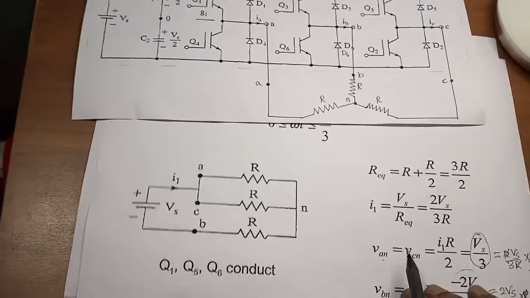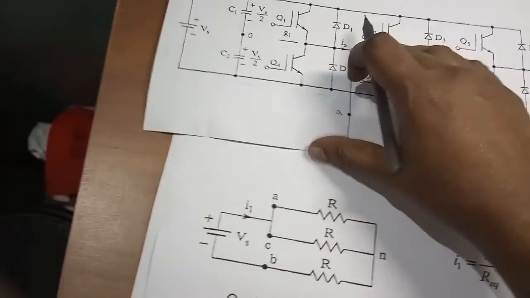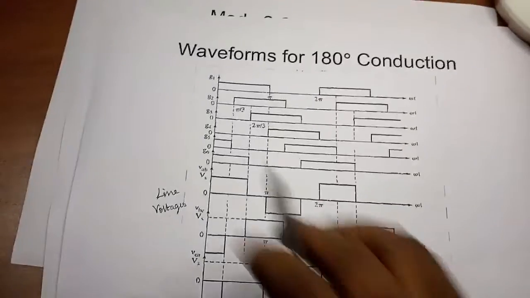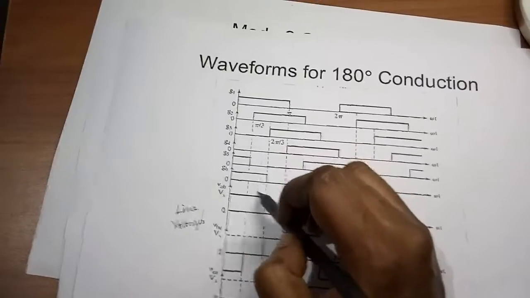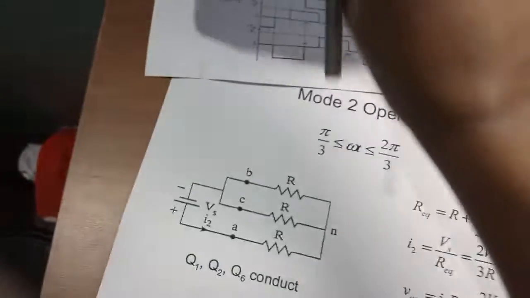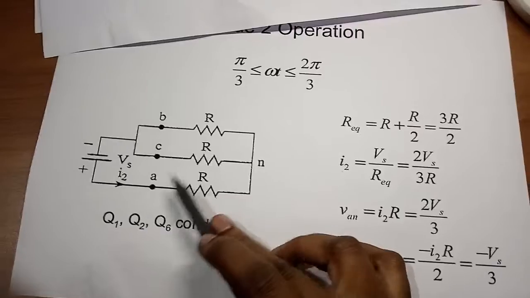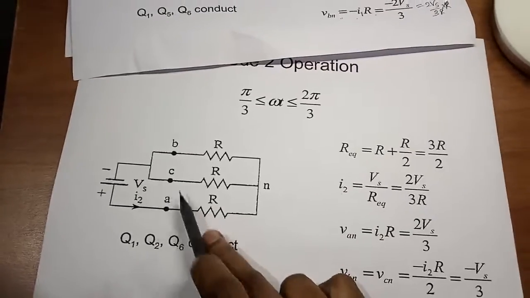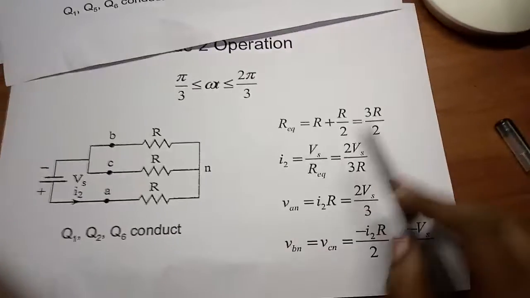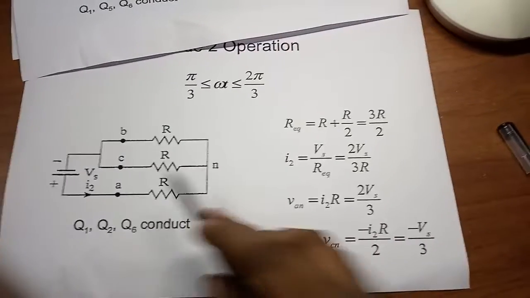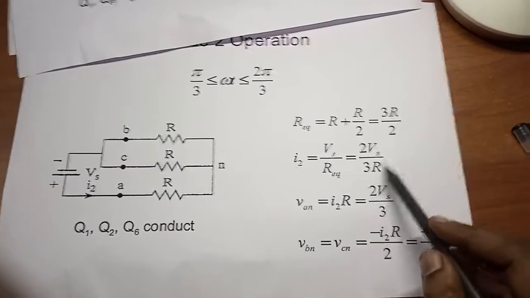Similarly, you can also calculate for the second mode. In the second mode, that is the second 60 degrees, my switches 1, 2 and 6 are conducting. So my equivalent circuit will be like this. When switches 1, 2 and 6 are conducting, my B phase and C phase are connected to the negative of the supply and A phase is connected to the positive. Again the equivalent resistance will be R by 2 and I2, the current flowing in the circuit, will be V by R equivalent, that is 2Vs by 3R.